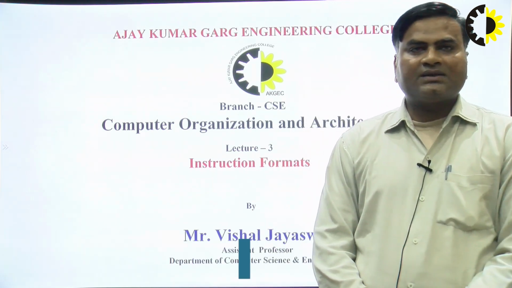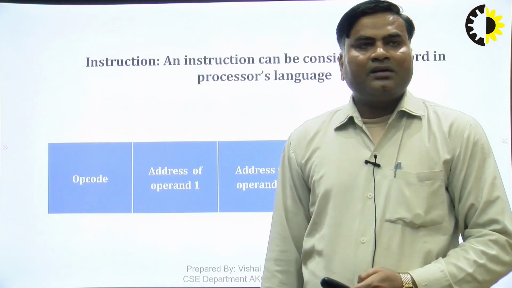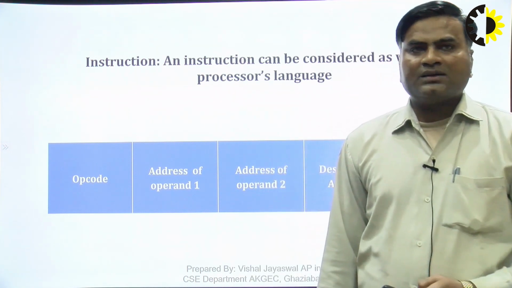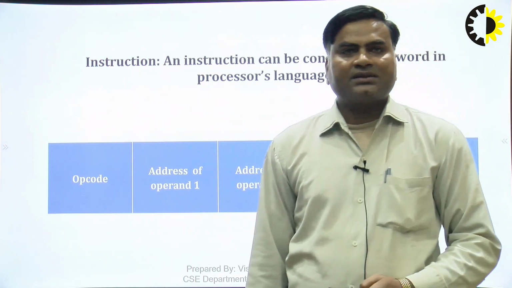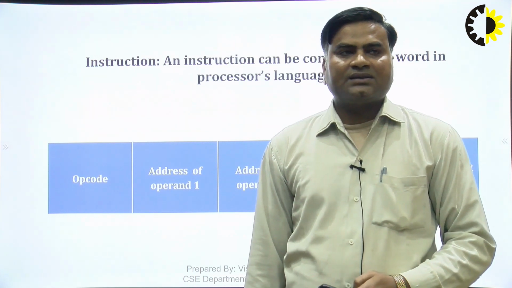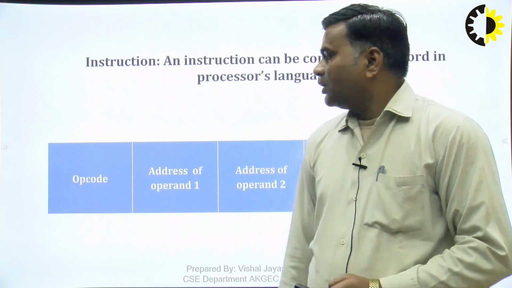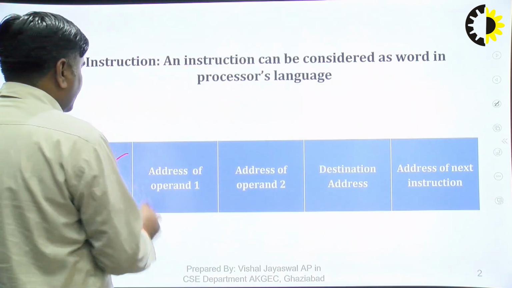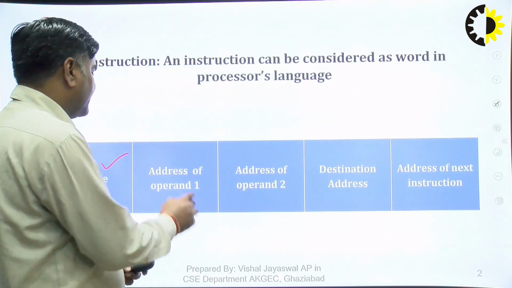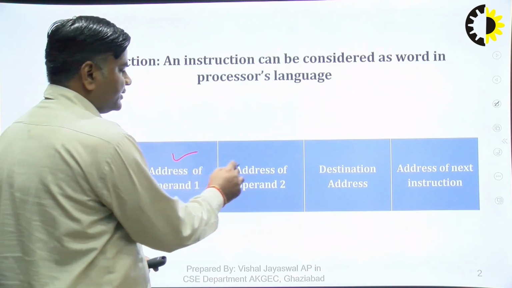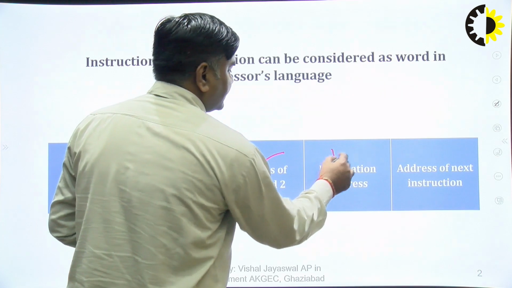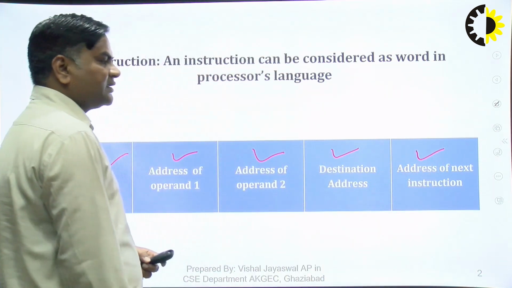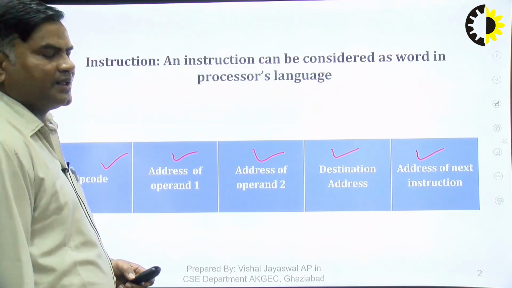Here I am going to discuss instruction format. An instruction can be considered as a word in the processor's language. In an instruction there is an opcode that defines the operation to be performed, and there is the address of operand 1, the address of operand 2, the destination address, and the address of the next instruction. Basically, the address of the next instruction is stored in the program counter register.